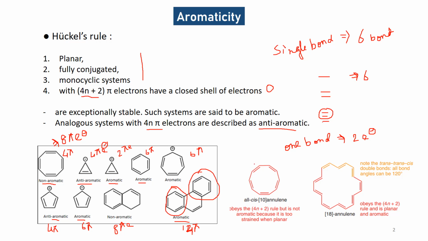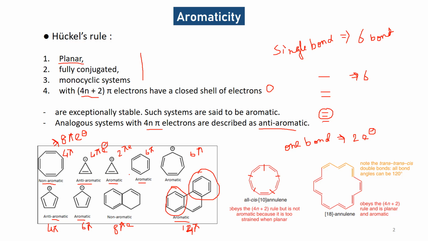If you see the structure of this molecule, all the double bonds are cis. You know about Z or anti, like if both the bonds are on the same side, all the bonds are cis, all the bonds on the same side, they are not anti to each other. Because of this cis arrangement, this molecule cannot be planar. And according to Huckel's rule, the compound should be planar.